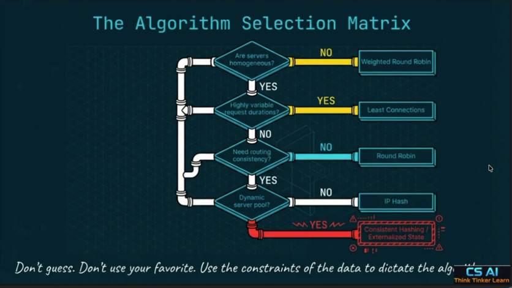Choosing an algorithm shouldn't be a guess. Use this selection matrix. Are your servers homogeneous? If no, use weighted round robin. Are request durations highly variable? If yes, use least connections. Do you need routing consistency for a dynamic server pool? Then consistent hashing with externalized state is the only viable path. Don't use a favorite algorithm. Use the constraints of your data to dictate the architecture.